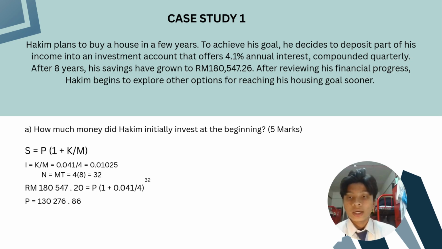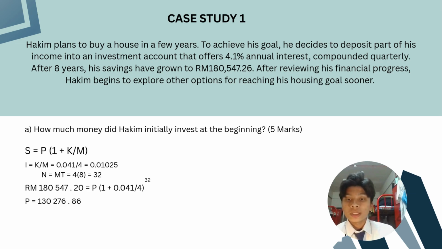Case Study 1. Hakim planned to buy a house in a few years. To achieve his goal, he decided to deposit part of his income into an investment account that offers 4.1% annual interest, compounded quarterly. After 8 years, his savings has grown to 180,547.26 ringgit. After reviewing his financial progress, Hakim began to explore other options for reaching his housing goal sooner.